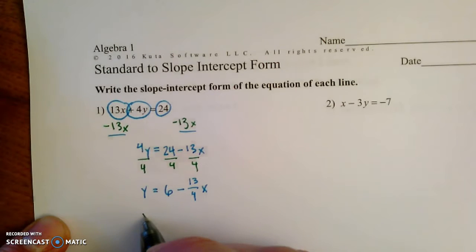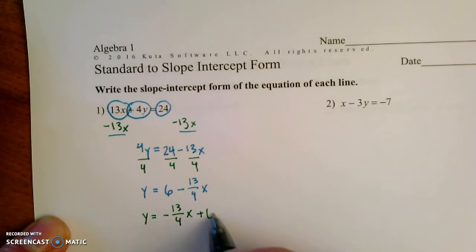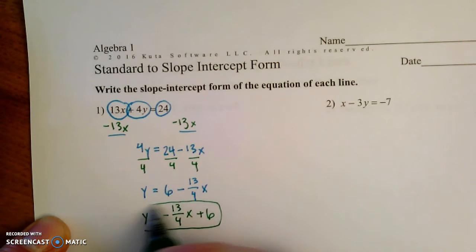And if we wanted to, we could rearrange this a little bit to make it negative 13/4 x plus 6. That would be fine. But you don't have to do that necessarily. And there's your end answer.